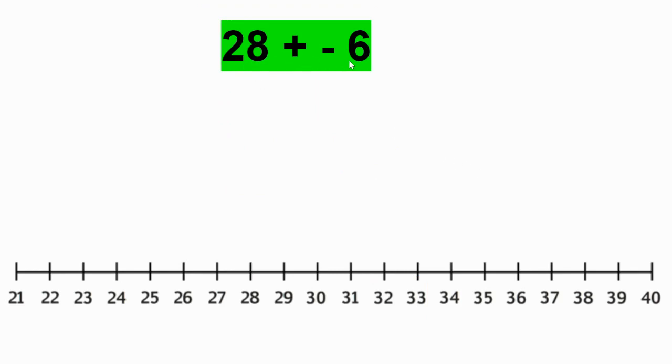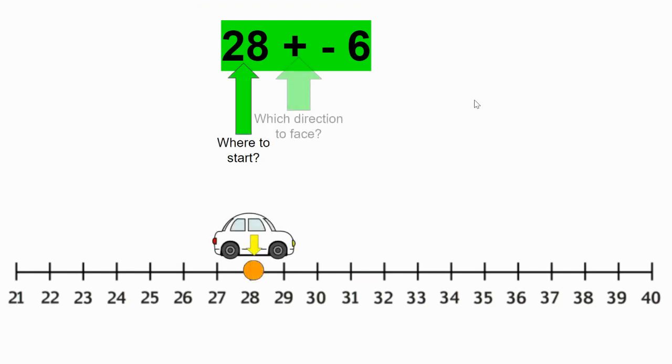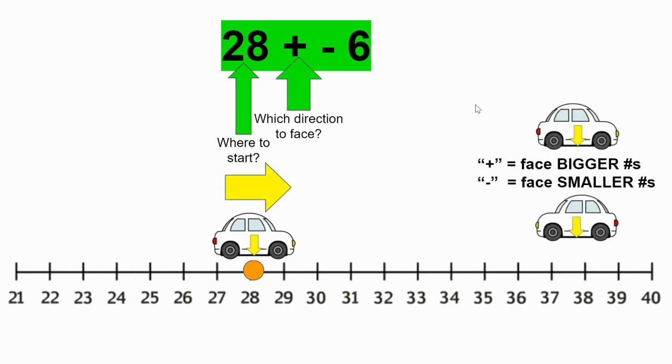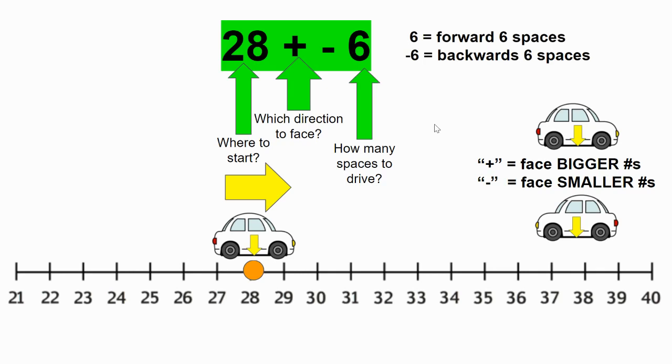What if it was 28 plus negative 6? We would start on 28. The plus sign tells us we're going to face towards the bigger numbers. If it was a minus sign, then we would face the smaller numbers. And the negative 6 tells us that we are going to drive in reverse 6 spaces. If it was positive, we move forward, but when it's negative, we're moving backwards. So we're going to move 1, 2, 3, 4, 5, 6 spaces backwards. What's our answer? 22. So 28 plus negative 6 would be 22.